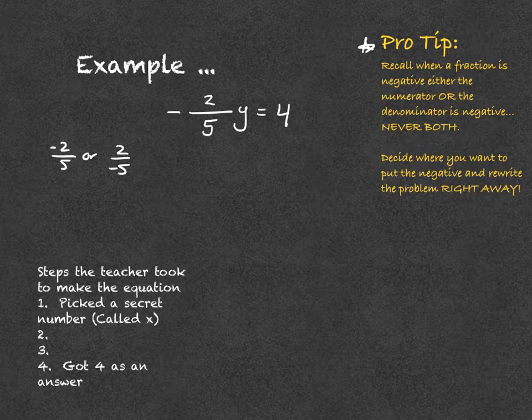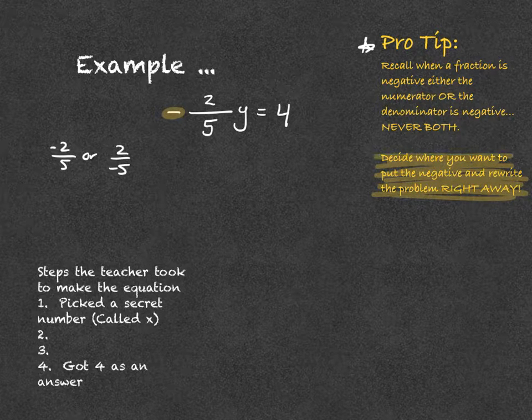So what I recommend when you see a negative in front of a fraction, just right away decide where you want it and rewrite it so you know where it is. So for example, I'm just going to put it on top. That's where I chose to do it. So I'm going to rewrite the negative on top.